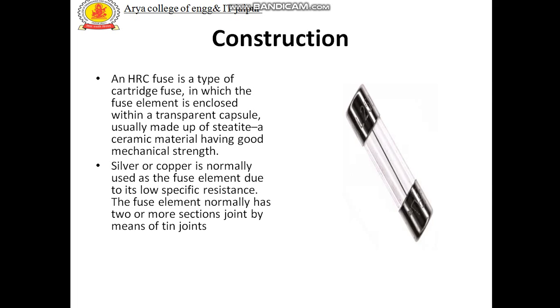An HRC fuse is a type of cartridge fuse in which the fuse element is enclosed within a capsule, usually made up of steatite, a ceramic material having good mechanical strength. Silver or copper is normally used as the fuse element due to its low specific resistance. The fuse element normally has two or more sections joined by means of tin joints.